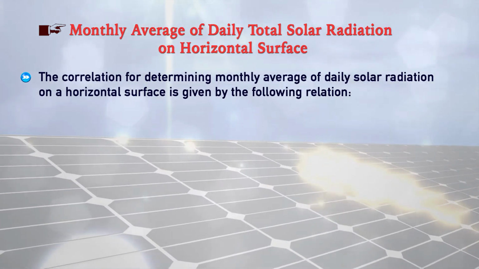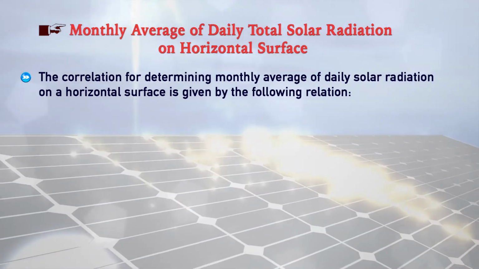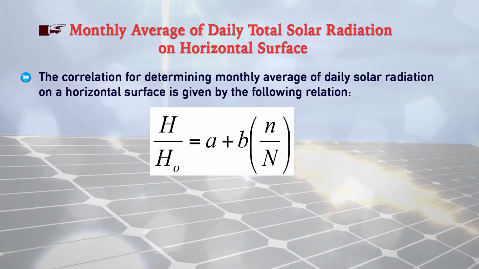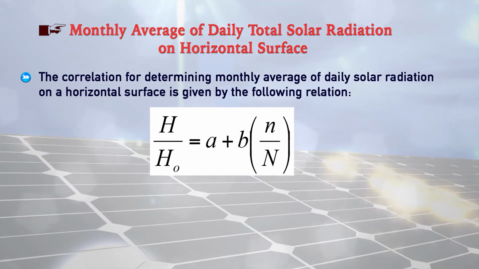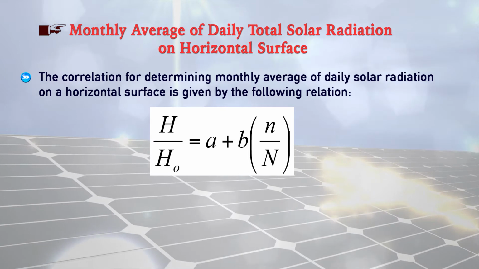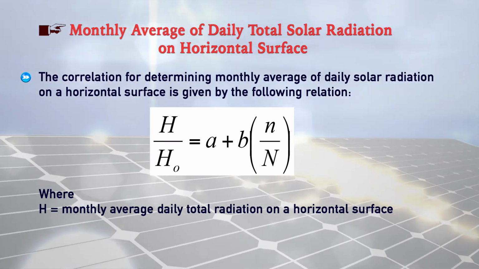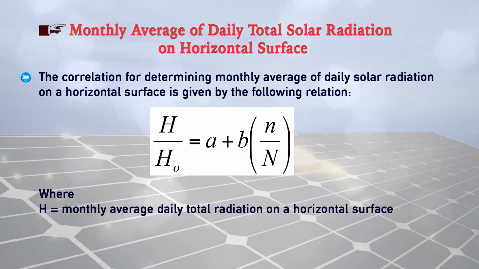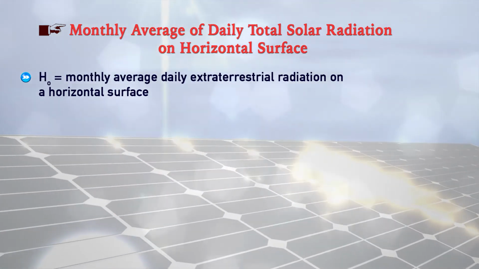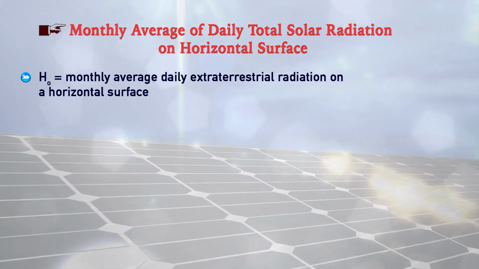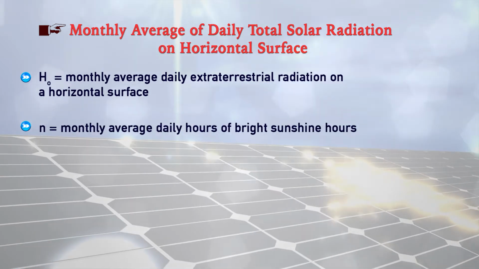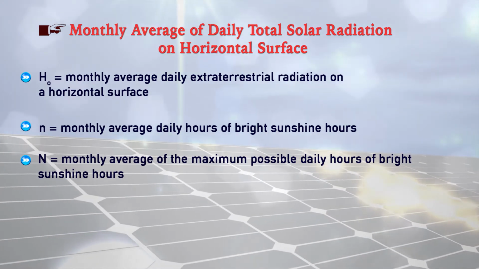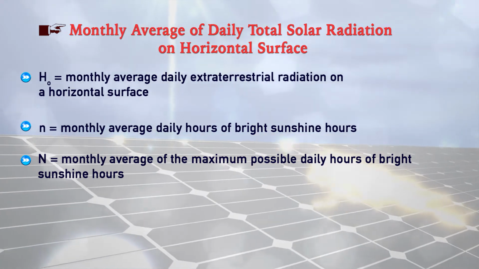The correlation for determining the monthly average of daily solar radiation on a horizontal surface is given by the following relation: capital H upon H naught is equal to small a plus b multiplied by small n upon capital N, where capital H is the monthly average daily solar radiation on a horizontal surface, H naught is the monthly average daily extraterrestrial radiation on a horizontal surface, small n is the monthly average daily hours of bright sunshine, and capital N is the monthly average of maximum possible daily hours of bright sunshine.